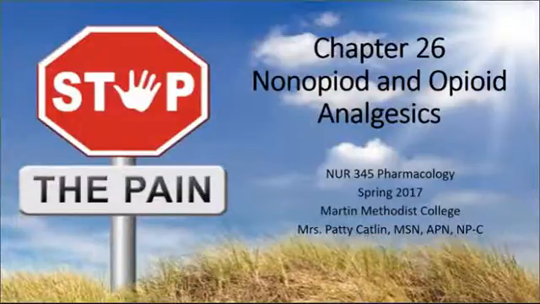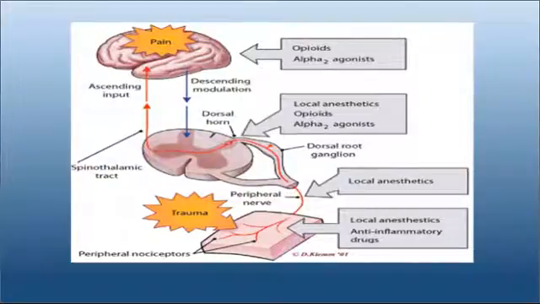Chapter 26, the last chapter in this unit in dealing with pain management. This is on non-opioid and opioid analgesics to manage pain. This is just a good picture talking about the different pain receptors and the different places that everything works.